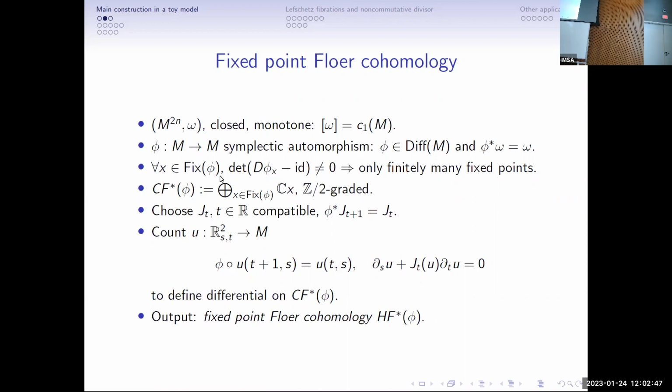Then, as usual in Floer theory, the output would give us a Floer cohomology, and it's independent of the choice of almost complex structure and the perturbations of our symplectic diffeomorphism. It is an invariant of the map. Okay, so it's a simple setup.